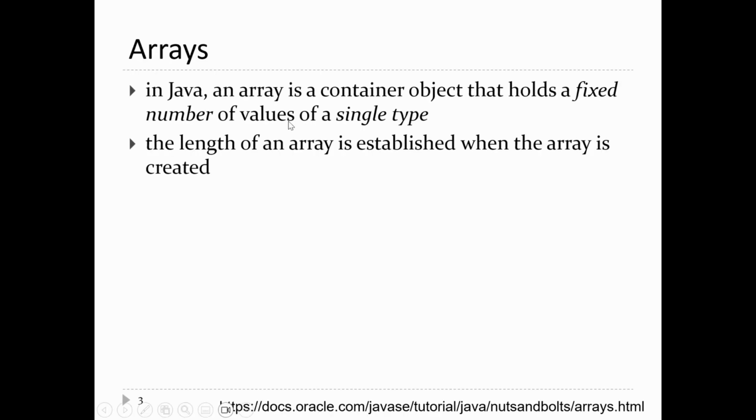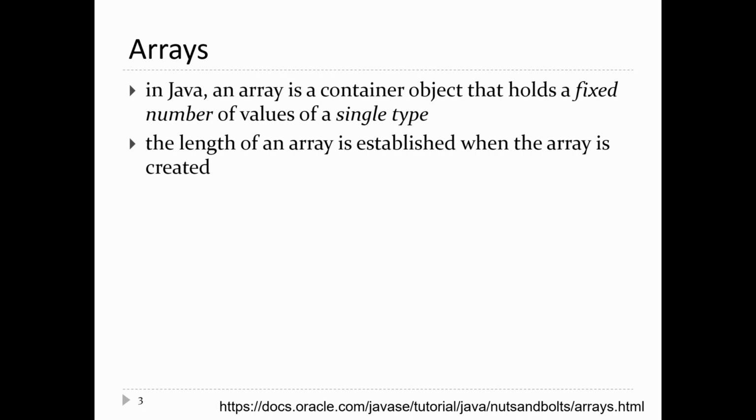Okay, so an array is a container object that can hold a fixed number of values of a single type. So I can make an array that can hold, say, 5 ints, and it will always hold 5 ints. Or I can make an array that holds 12 strings, and it will always hold 12 strings. The length of an array is established when you create the array. So when you actually make the array object, the length of the array is now fixed.